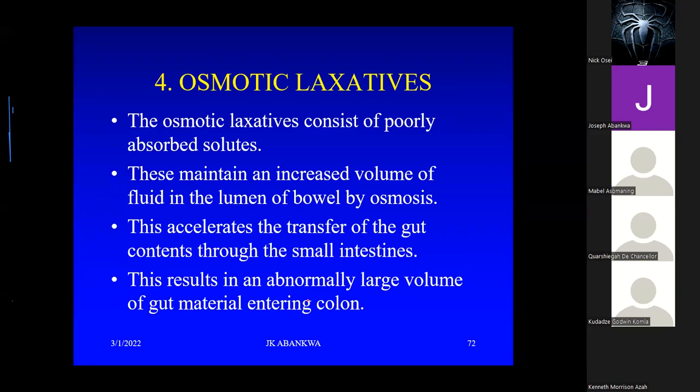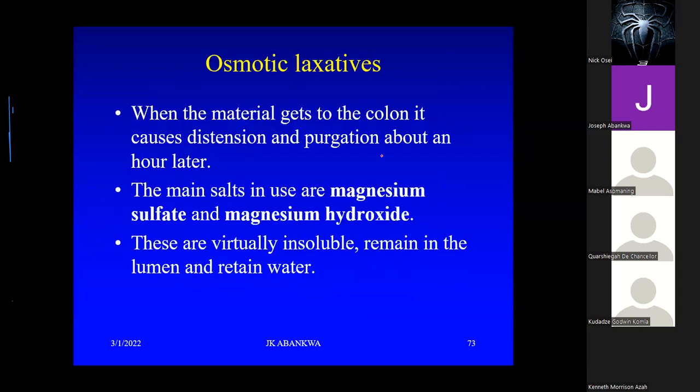Now we move on to another laxative, which is the osmotic laxative. Osmotic agents normally deal with ions. Here, the osmotic laxative consists of poorly absorbed solutes. These maintain an increased volume of fluid in the lumen of the bowel by osmosis. This accelerates the transfer of the gut contents through the small intestines, resulting in an abnormally large volume of gut material entering the colon. When that happens, there is purgation about an hour later. The main salts in use here are magnesium sulfate and magnesium hydroxide.